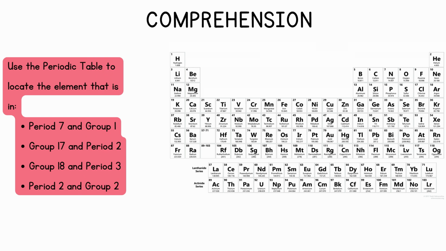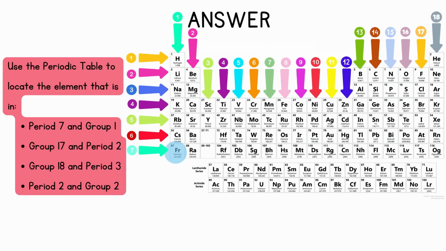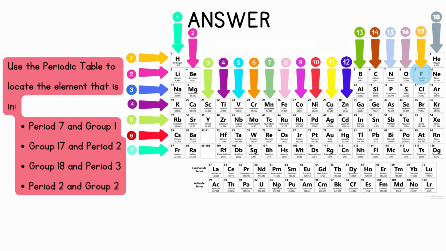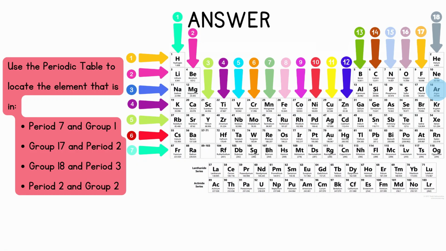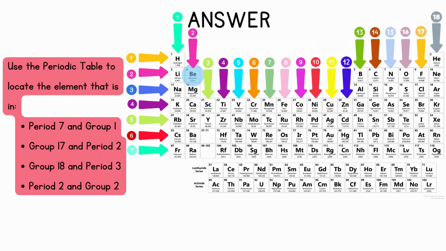Comprehension. Use the periodic table to locate the element that is in period 7 and group 1, group 17 and period 2, group 18 and period 3, period 2 and group 2. Answer: francium is in period 7 and group 1. Fluorine is in group 17 and period 2. Argon is in group 18 and period 3. While beryllium is in period 2 and group 2.